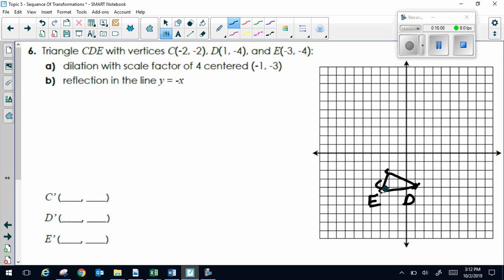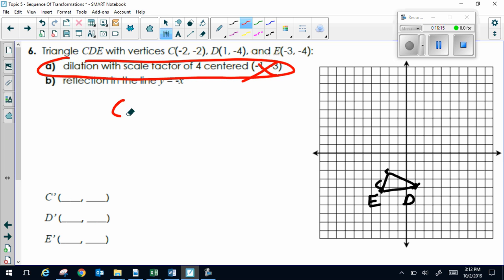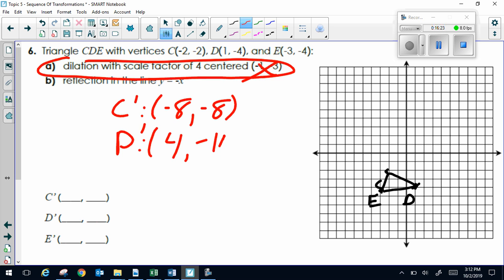And the first thing they want me to do is dilate those points through 0, 0 by a factor of 4, which means just multiply them all by 4. So C prime would be at -8, -8. D prime would be at 4, -16. And E prime would be at -12, -16. And obviously they're not going to fit on the graph, so you just got to go from there.